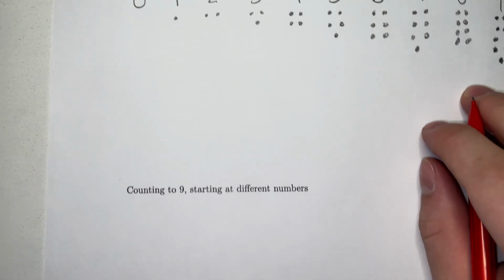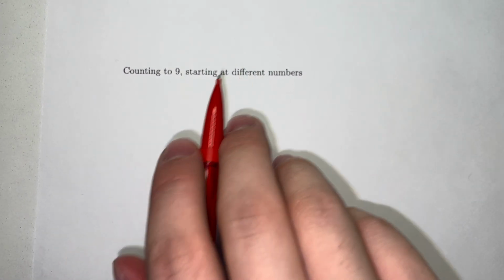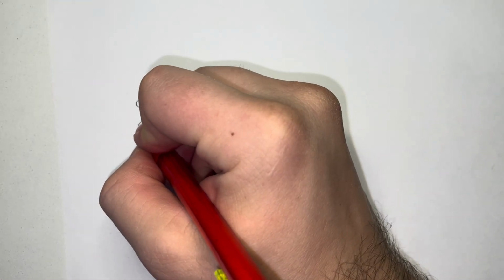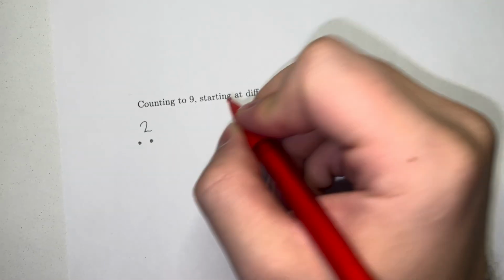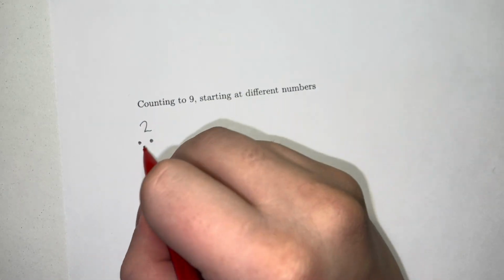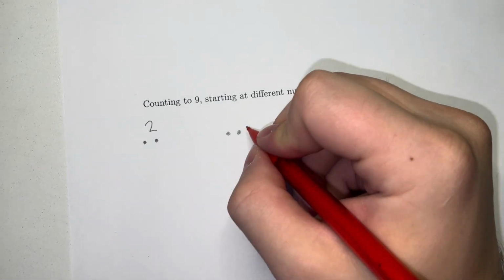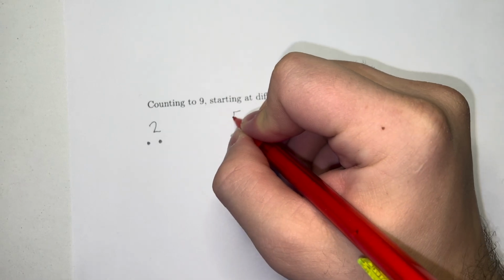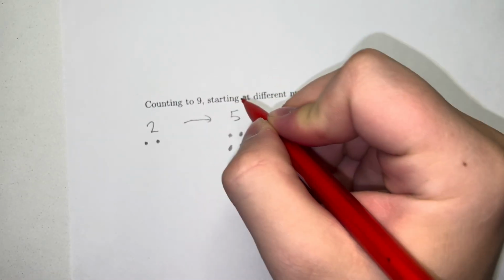Okay, now let's do something a little different also. Let's count to numbers starting at a number other than 0. So for instance, let's start at 2 and let's count to 5. So to change this 2 into a 5, we start with 2 dots and we would count. So 1, 2, 3, 4, 5. And so that's the difference between 2 and 5, and that's how you count from 2 to 5.